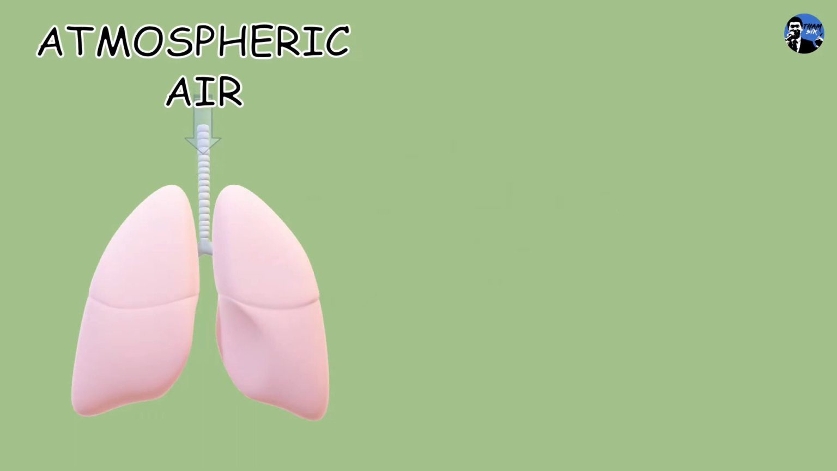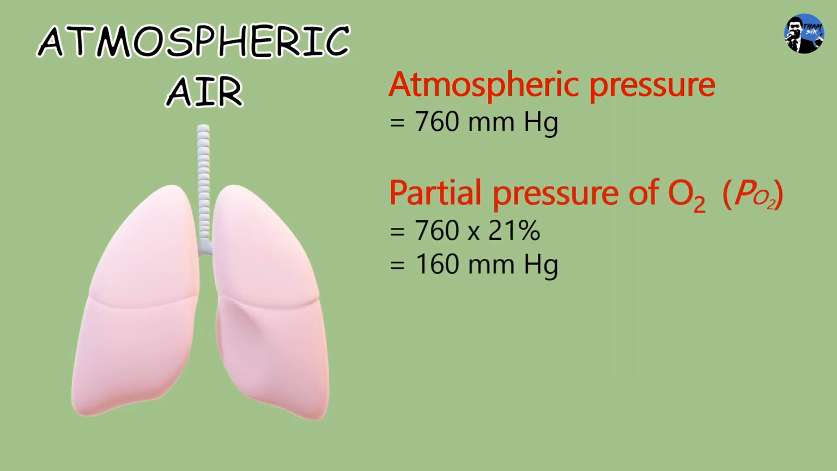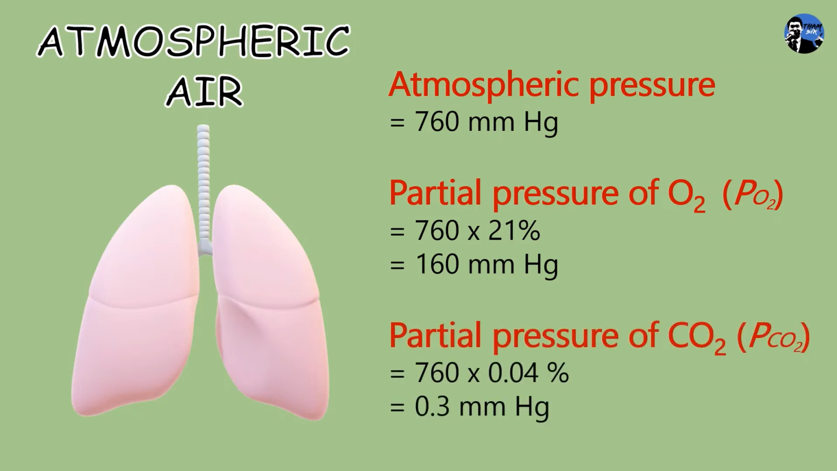During inhalation, the atmospheric air is breathed into the lungs. The atmospheric pressure is equal to 760 mm of mercury. 21% of the atmospheric air is oxygen, and therefore the partial pressure of oxygen PO2 is equal to 160 mmHg. 0.04% of the atmospheric air is carbon dioxide, and thus the partial pressure of carbon dioxide PCO2 is equal to 0.3 mmHg.